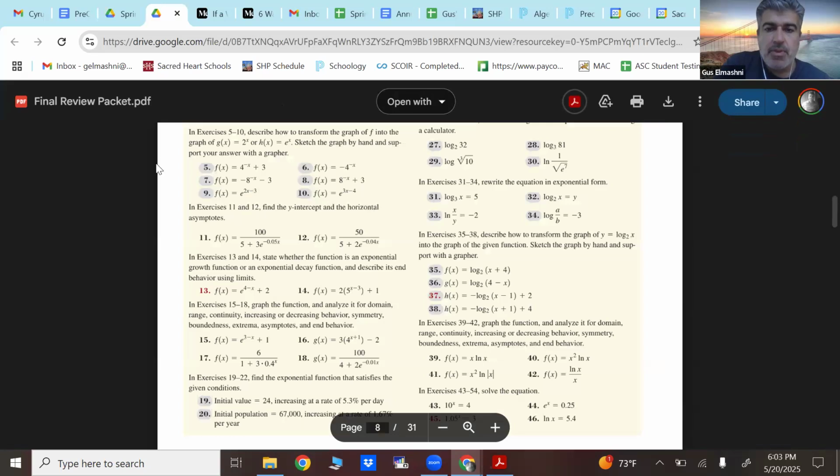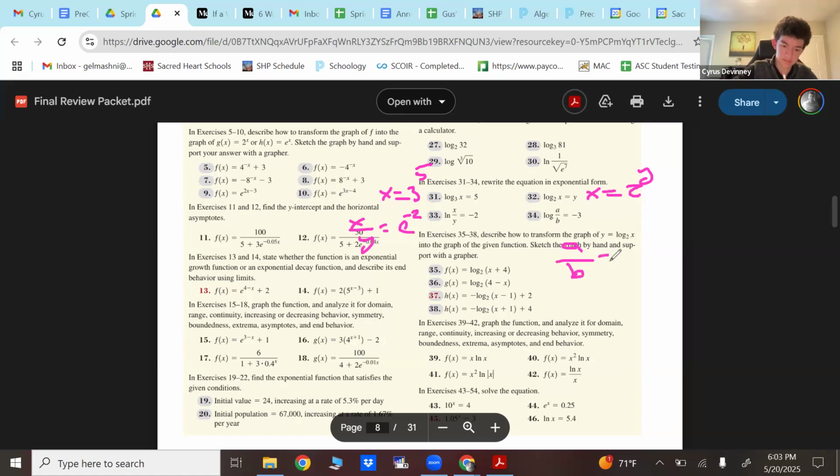Okay, so 31 through 34 should be pretty fast. That's x equals 3 to the 5th power. 32 is x equals 2 to the y power. 33 is x over y equals e to the -2 power. And lastly, 34 is a over b. Oh, okay. Yeah.